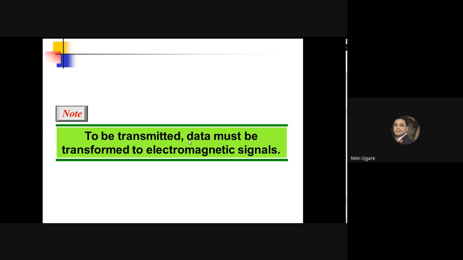For example, the data that we store in the computer's memory is in the form of 0 and 1. That is digital data. Digital data is represented by using these two digits, 0 and 1. They can be converted to a digital signal, or they can be modulated into an analog signal for transmission across the medium. So data can be analog or digital.